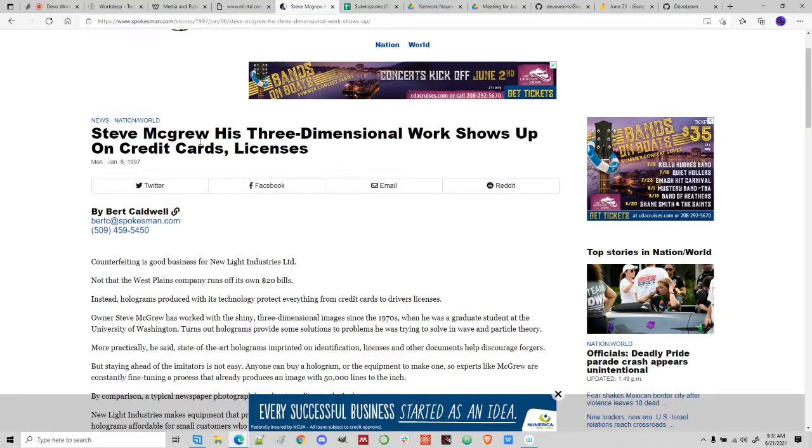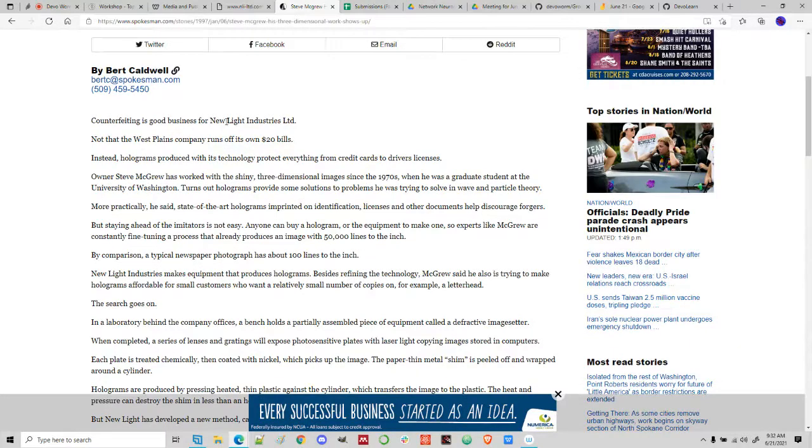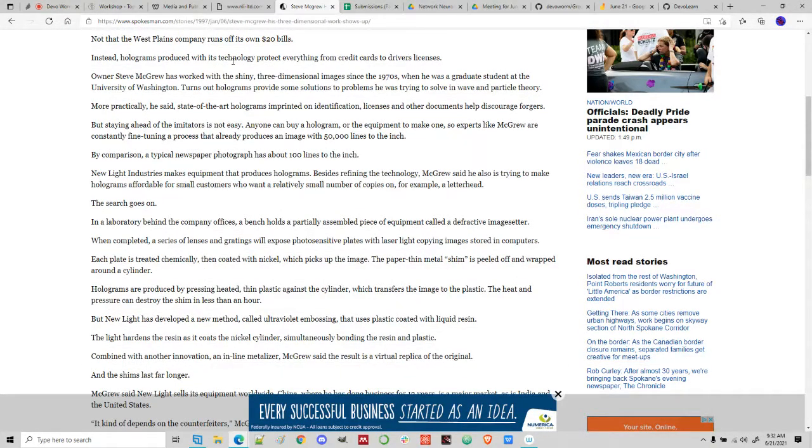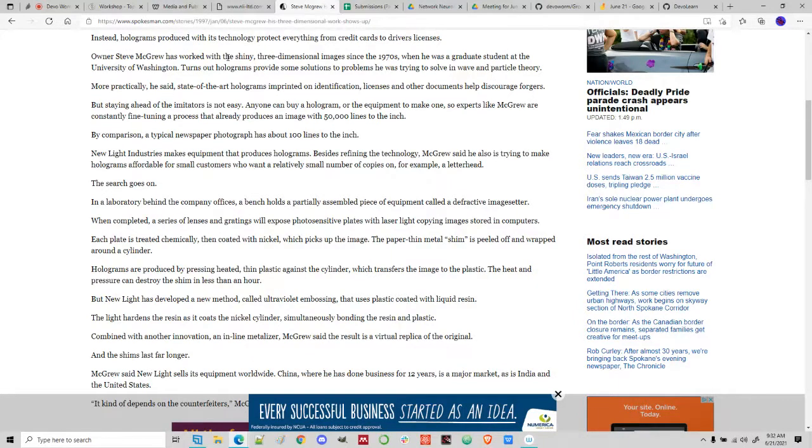So Steve McGrew, his three-dimensional work shows up on credit cards, licenses. And so counterfeiting is a good business for New Light Industries. They weren't counterfeiting money. They were trying to build holographic security technologies for paper money. I don't know how it is in other countries, but in the United States, and I think in Canada as well, the money has special security devices built in. They have holographic verification. They have different things that they print on the money that help people detect real bills from forged bills. And so some of his work went into that sort of thing. It was very practical.